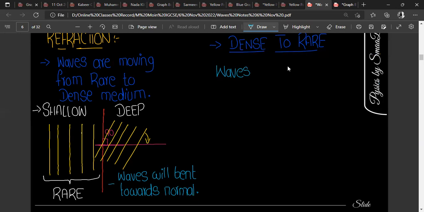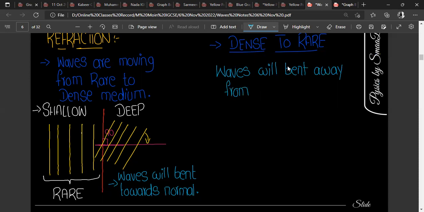In the first process we observed that waves will bend towards the normal, right? And in dense to rare medium, will waves bend away or toward? Away from the normal. The opposite process is going to happen here. Waves will bend away from normal. You need to remember these points because in many questions they ask you to draw the direction of the wave after refraction. If you remember these points, you can easily draw the waves after passing from one medium to another, right?